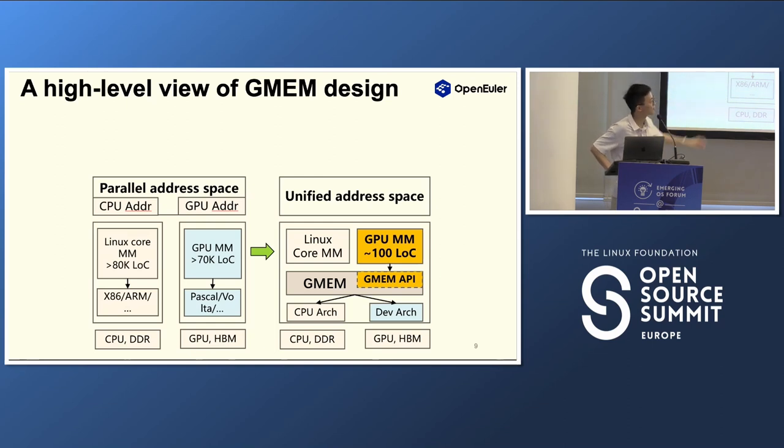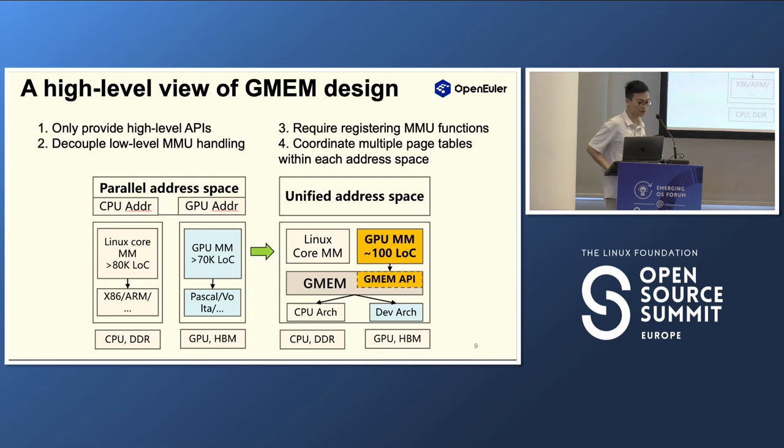If we look at the right side of the figure, which is the GMEM design, we have a unified address space on top of the system so that the application can use it. Underneath the unified address space, we have the Linux core MM and a GMEM layer that coordinates deeply inside the Linux MM. For any accelerator, and here we use the GPU as an example, it only takes like 100 lines of code simply to call the GMEM API interface, as well as registering the underlying device architecture specific functions.